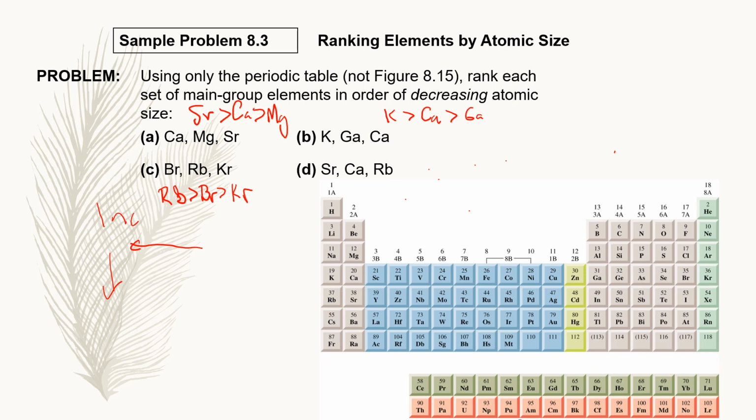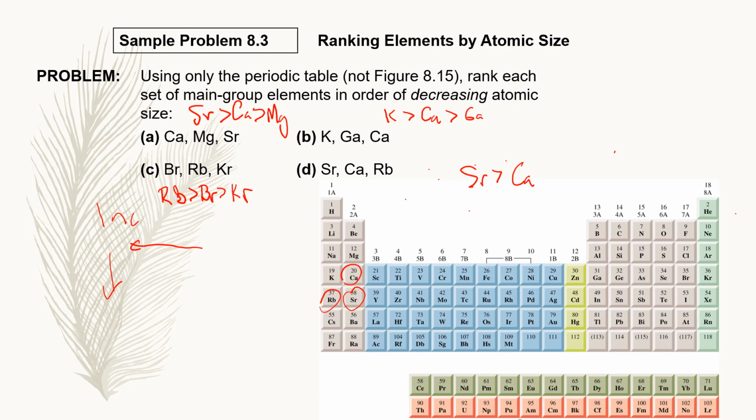And now if we look at strontium, calcium, and rubidium, again, I have different elements that are not found in the same period or in the same group, but we can use the same basic principles to help us figure this out. So I know for my group trend, as I go down, it's increasing, so I know that strontium has to be larger than calcium. So as a result, I'm going to have strontium here being greater than calcium.